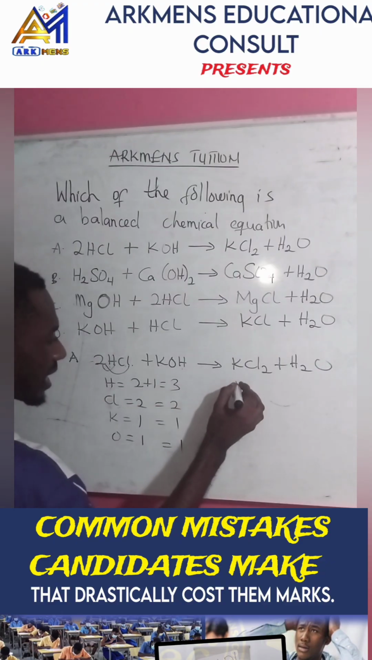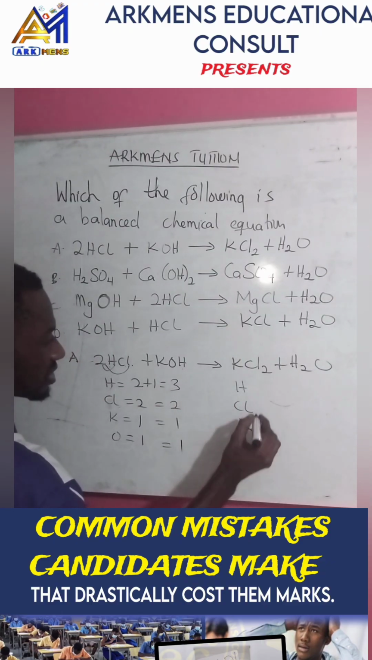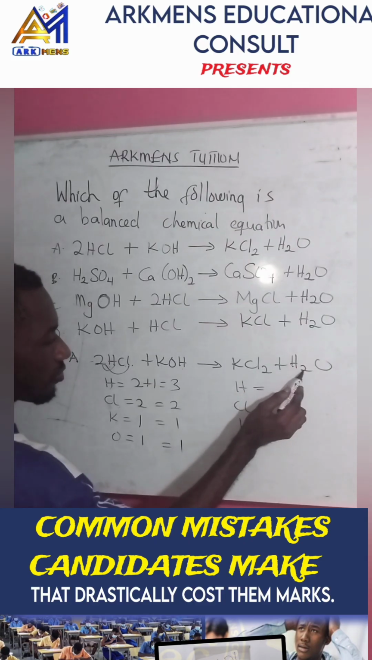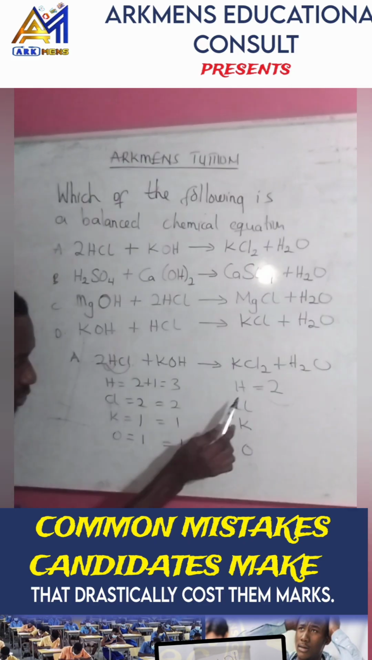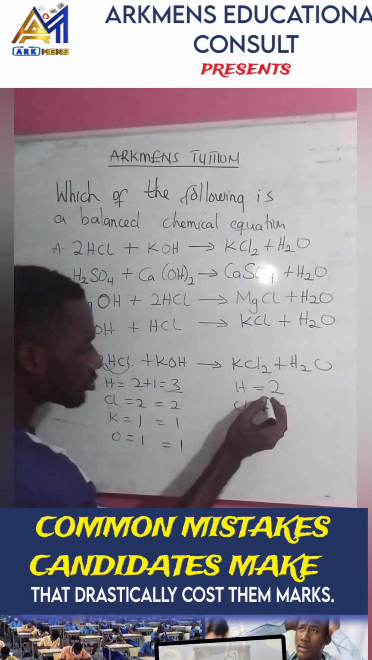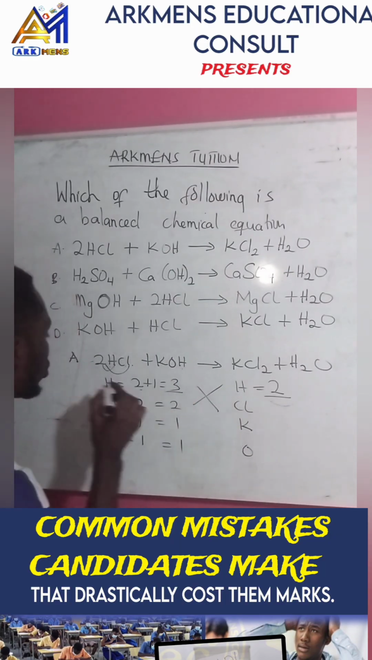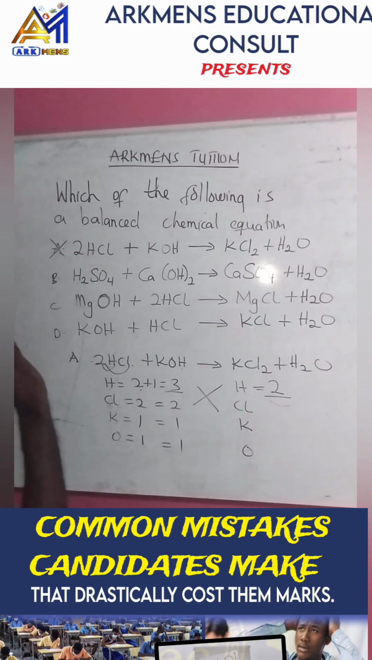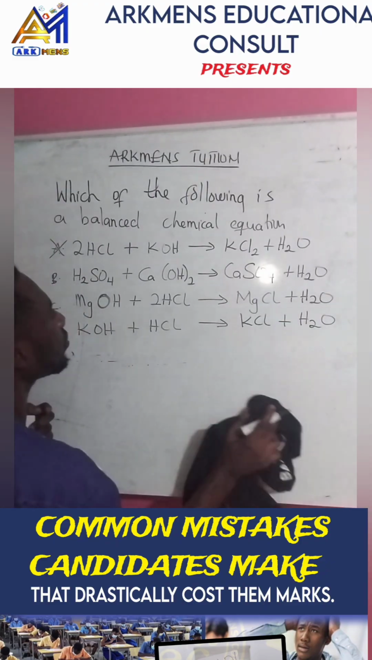Now let's look at this part. Let's pick the same things: hydrogen, chlorine, potassium, and oxygen. When I pick hydrogen over here, you have 2. Is there any hydrogen anywhere else? No. So the moment you compare, you don't even continue, because you know that here hydrogen was 3 and here hydrogen is 2. So you don't even have to continue with the working. It means that A over here is wrong. I hope you are following what I'm doing.